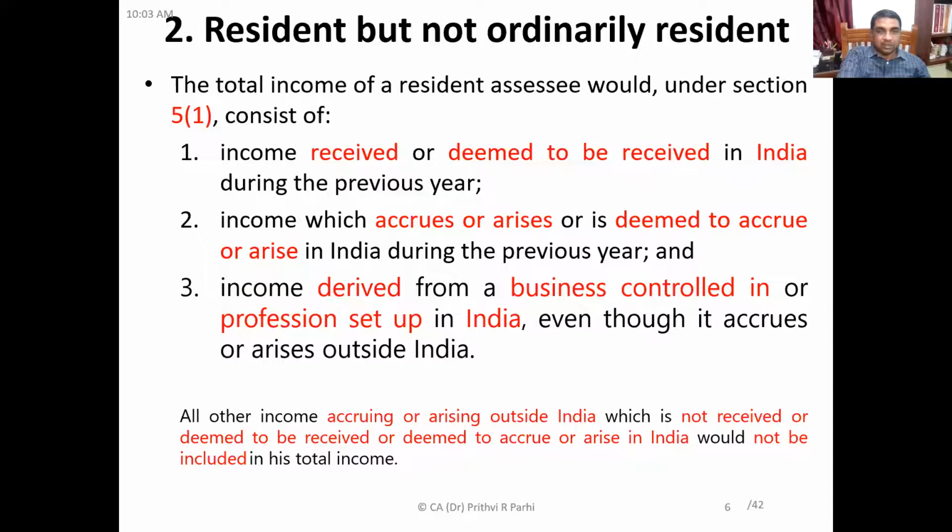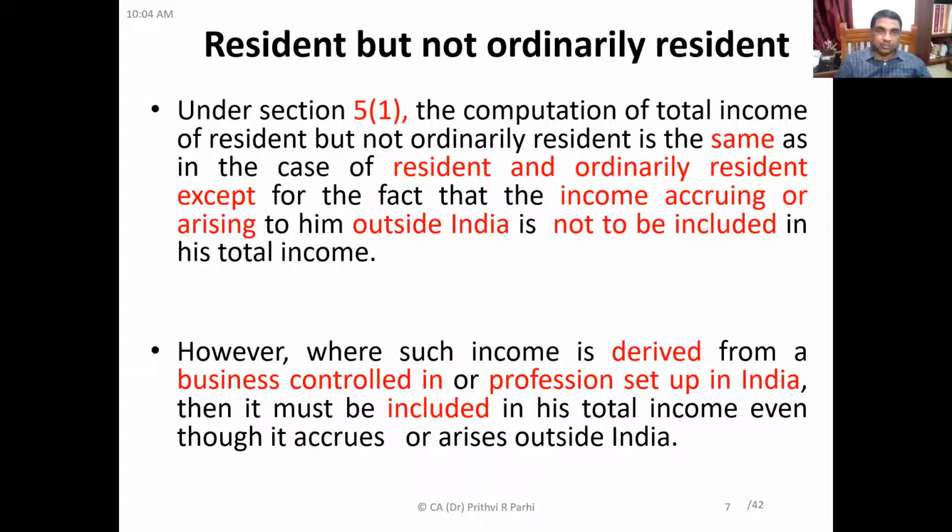Now, friends, you might have observed that the computation of total income of a resident but not ordinarily resident is the same as in case of resident and ordinarily resident, except the fact that income accruing or arising to him outside India is not to be included in his total income.